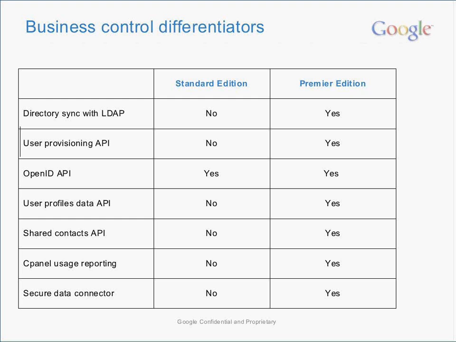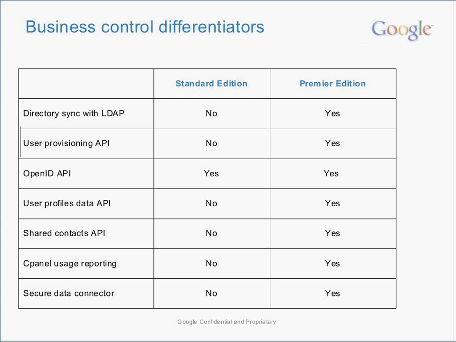Let me move on and talk about some other important business features that a lot of our customers ask for. So on this page, you'll see these are things that a typical enterprise would like to implement, even in the small and medium business market. They'd like to be able to sync with their Active Directories, with their LDAP systems, be able to provision automatically using provisioning APIs, and use some of these other APIs. And as you can see, except for the OpenID API, none of them are available with the standard edition.